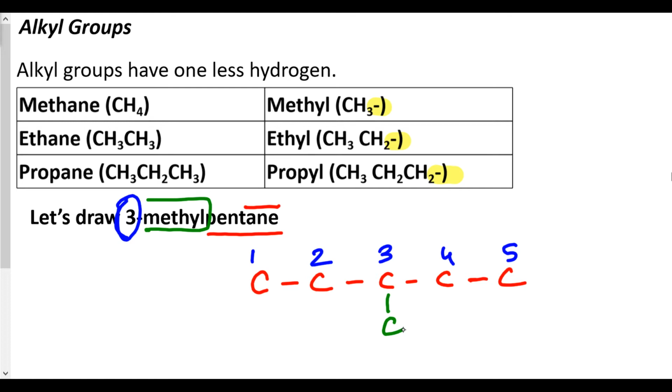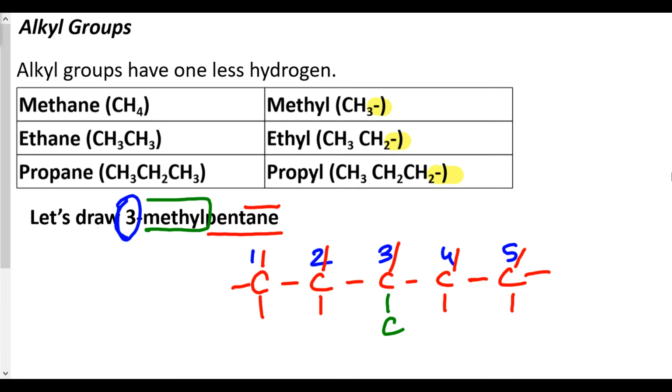All we have to do is draw the missing bonds for each carbon. Each carbon must have 4 bonds. So let's draw the missing bonds for every carbon. The 1st carbon has 1 bond already, so I'm missing 3 more bonds. The 2nd carbon has 2 bonds already, so I'm missing 2 more bonds. For the 3rd carbon, I already have 3 bonds, 2 red and 1 green, so I'm missing 1 more. 4th carbon, I'm missing 2 more. 5th carbon, I'm missing 3 more.